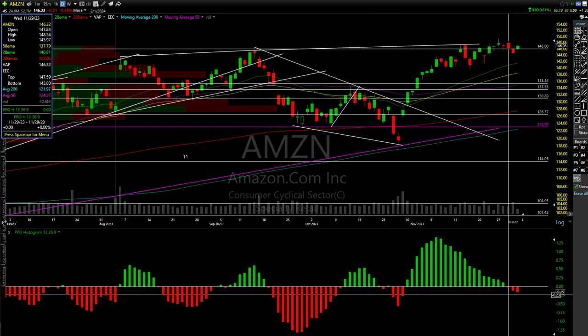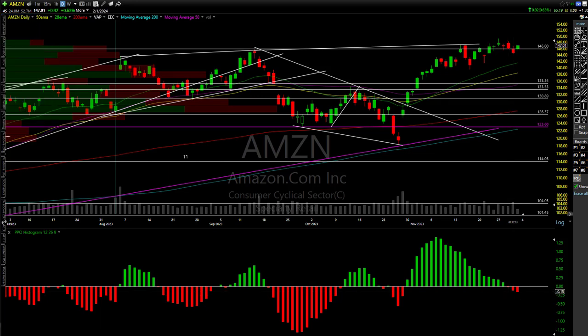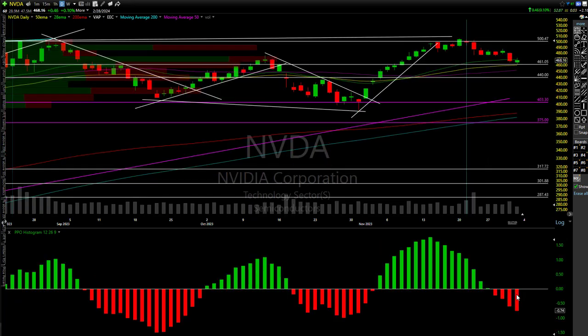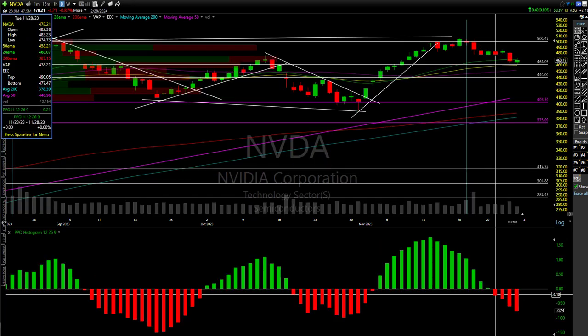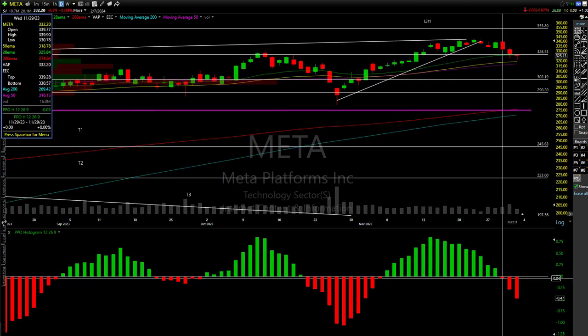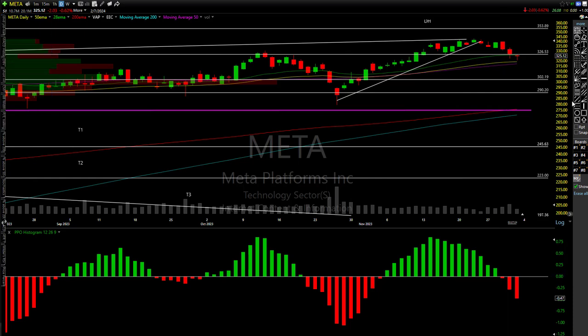Amazon gave a bearish PPO crossover on Wednesday, and the histogram is solidly red today. Nvidia fired on Tuesday and the PPO continues to move lower, below the signal line. And then 2 more. Meta fired on Wednesday. So what are we at now? 6 for 6 on the Mag 7.